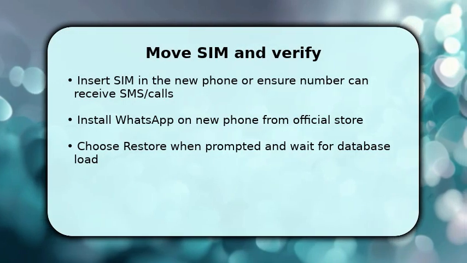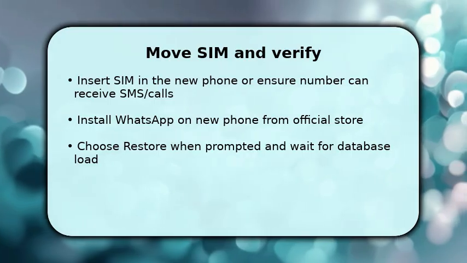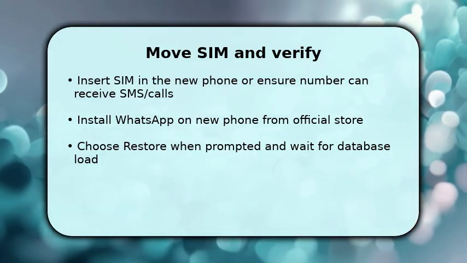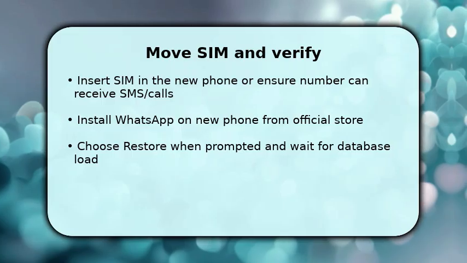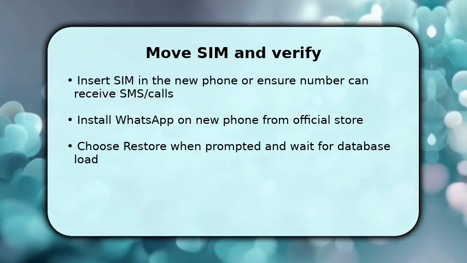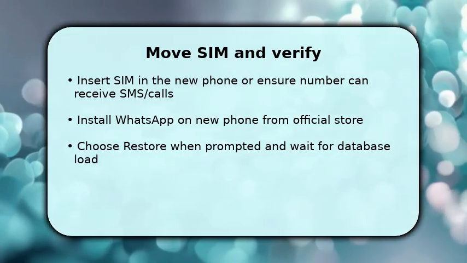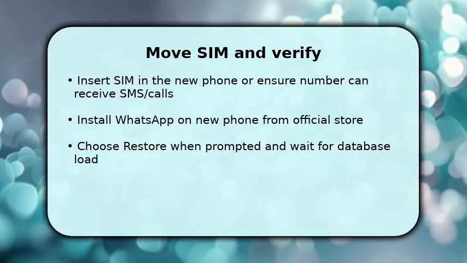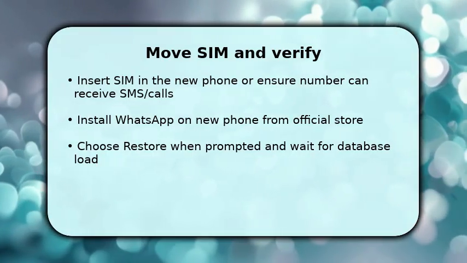Next, move the SIM or confirm your number can receive the verification code on the new device. Verification is mandatory. Install WhatsApp from the Play Store or App Store, open it, and accept terms. Enter the same phone number and input the SMS or call code when prompted.